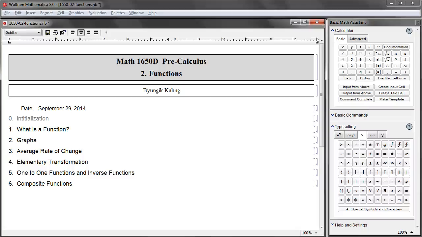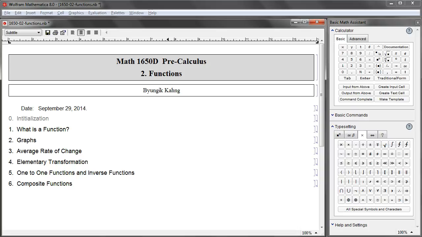Okay, welcome back. Let's resume. We talked about what a function was, we talked about the graph, we talked about getting information out of a graph. That was a hard one. That was important. And then let's talk about average rate of change, section 2.4 of our textbook, section 3 of this notebook.